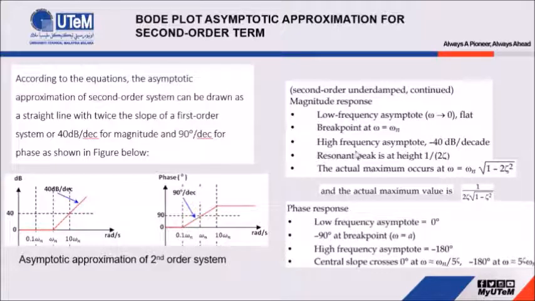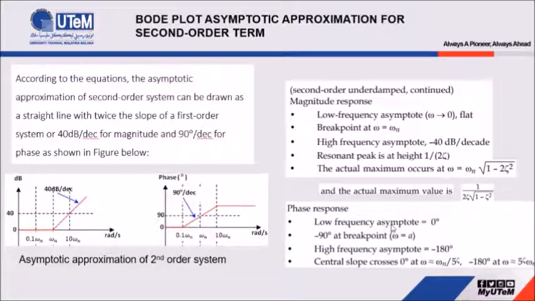Next, the high frequency asymptote, which is equal to negative or positive 40 dB per decade, and depends on whether the component is in the numerator or denominator. The resonant peak is 1 over 2 zeta, and the actual maximum occurs at omega equal to omega n times square root of 1 minus 2 zeta square. So this is for the magnitude response, and now for the phase response.